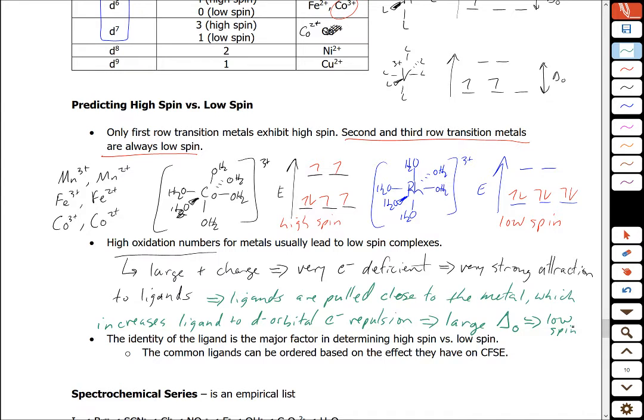And the more the electrons are repelling each other, the farther the d orbitals will split from each other. And so we get large delta O's, large splitting of the d orbitals. That gives us a low spin complex. That's actually the reason also for up above why the second and third row transition metals are also low spin.